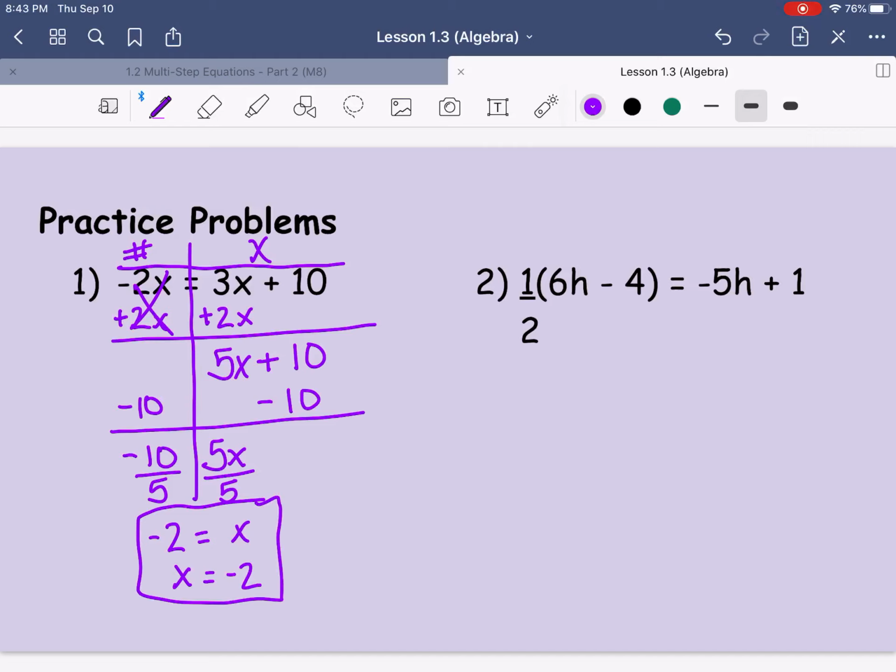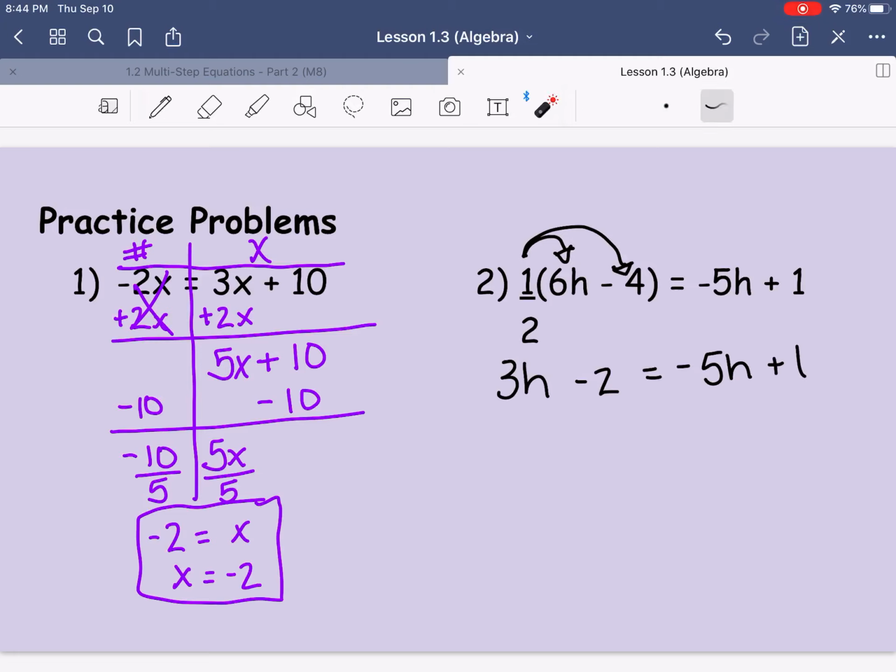All right, on the second problem, let's switch colors here. We do have distributive property, so I need to multiply 1/2 times both my terms. So 1/2 times 6h would be 6 divided by 2, which is 3h. 1/2 times negative 4, well, negative 4 divided by 2 is negative 2. And then I have negative 5h plus 1. So I've done the distributive property. I don't have any like terms that I need to combine. So now I can solve.